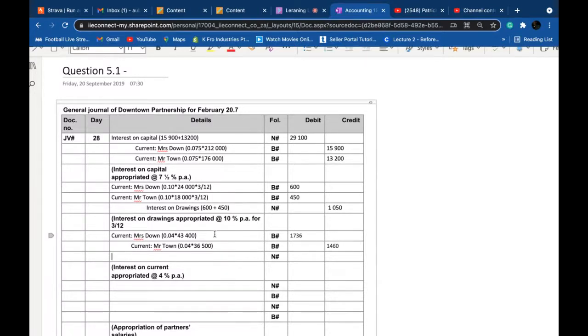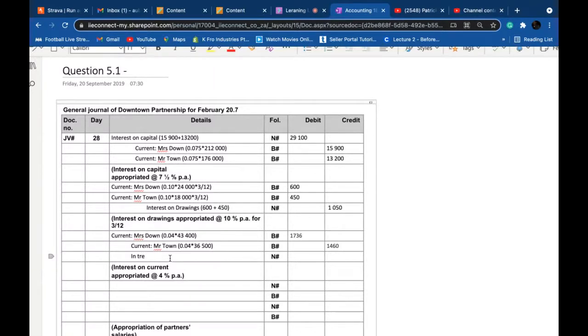So remember, us debiting Mrs. Down, that's income for us, all right, because we're penalizing her, we're reducing her balance, and us crediting Mr. Town, that's money leaving us. Okay, so then can you see the money leaving us? Sorry, the money coming in is greater than the money leaving us. Okay, so that means we're going to credit interest on current account.